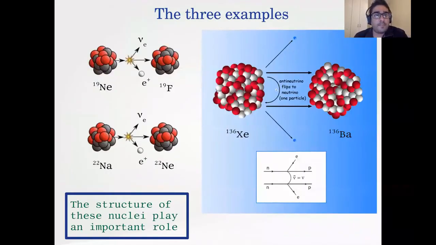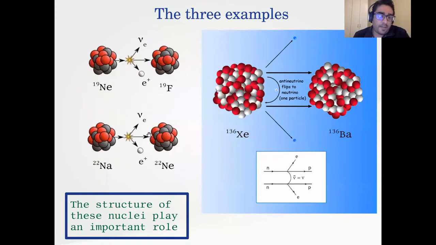So the three examples I'm going to talk about are, first, some work we did pertaining to the beta decay of neon-19, which is essentially a precision measurement of the beta decay rate. And some experiments we did pertaining to the neutrinoless double beta decay of a much larger system, xenon-136 decaying to barium-136 without the emission of any neutrinos.